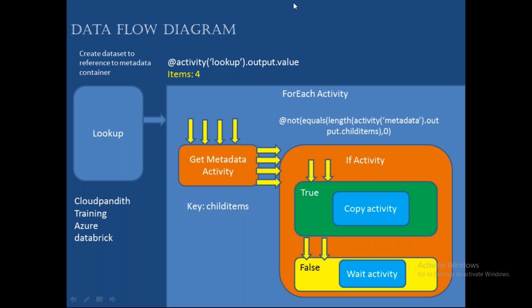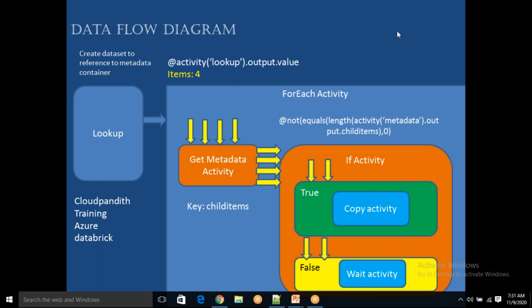But is everybody clear, friends, on what activities we are using at a high level? Lookup: this lookup output I will pass to the for each. Inside the for each I will have a get metadata. Get metadata output I will pass to the if activity. Inside the if activity I will have two conditions, true and false. If it is true, I will add a copy activity. If it is false, I will use a wait activity. Is it clear to all of you? Can you confirm quickly? Yeah, Murli, tell me.